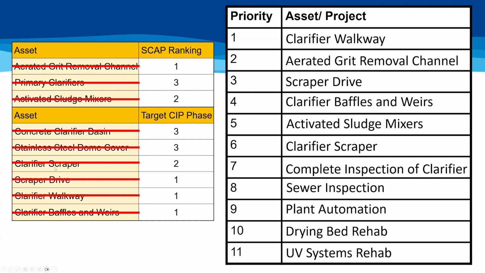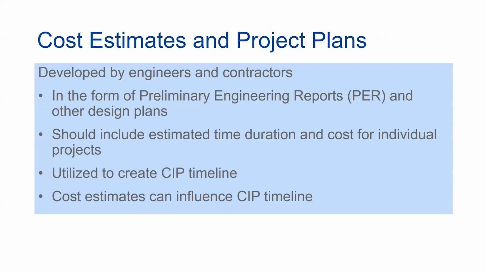Now, the next step in developing our CIP would be to develop cost estimates and project plans for our projects, especially our projects high on the priority list. This is beyond the scope of this video and usually requires the utilization of an engineer or contractor, but we can still fill in some of this information and discuss how to use this information for forming our CIP and future planning.